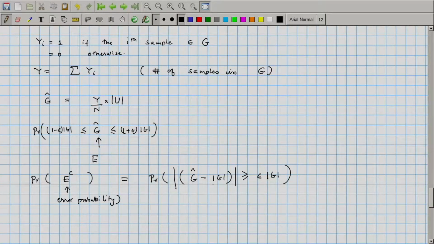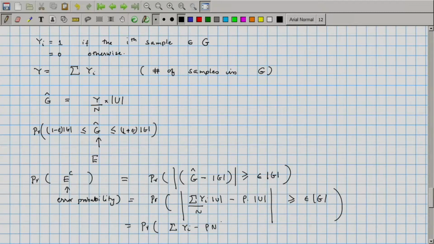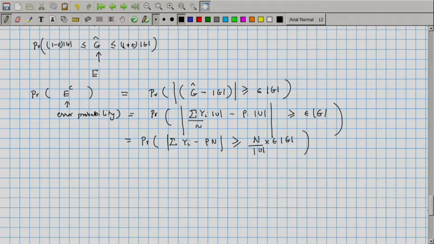Now, how do we compute this probability? Okay. So, we can simply write it as the probability that the estimate for G, which is summation yi by n times the size of U, and the value of mod G is equal to rho times the size of U, should be greater than or equal to epsilon times mod G. This is the event whose probability we need to estimate. So, we can write this as the probability that the summation yi minus rho n, its absolute value, is greater than n divided by mod U times epsilon times the size of G. Okay, we have just rearranged terms.